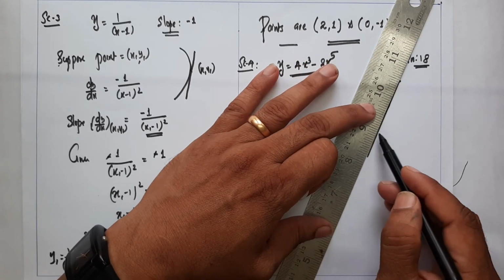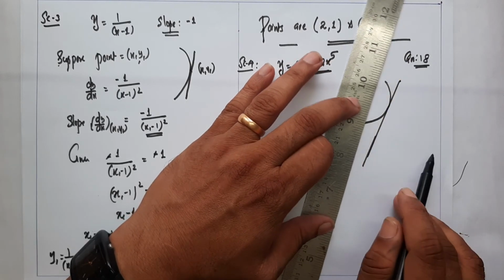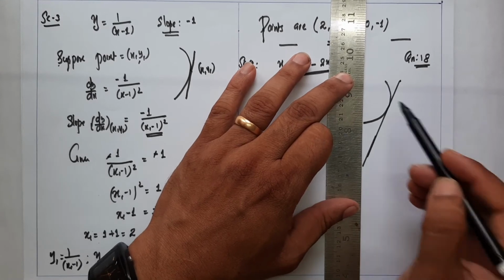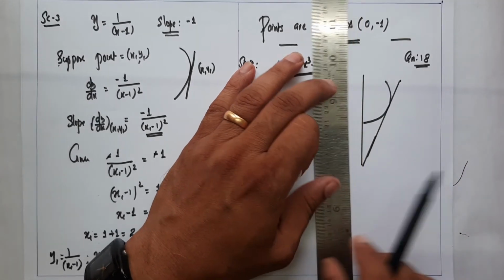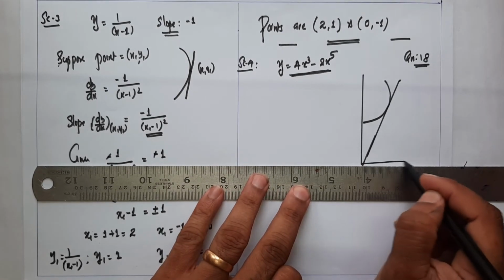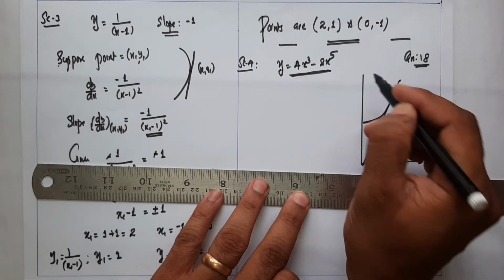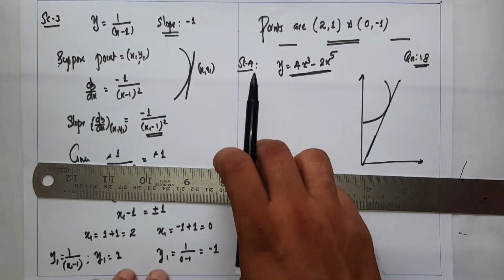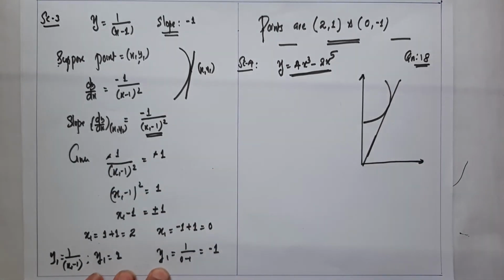Okay, the tangent line is passing through the curve. Also, this tangent passes through the origin. Okay, now we find the touching point.